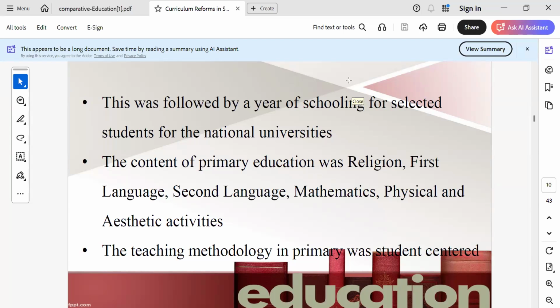Right? The content of primary education was, right? So in England, there are only core subjects, 3 subjects. Here you can see religion, first language, second language, mathematics, physical and aesthetics activities. So here, first language and second language. There's no English language introduced in 1972, right? The teaching methodology in primary was student-centered, right? Student-centered, not teacher-centered, right? So students have to learn, the teacher has to help.